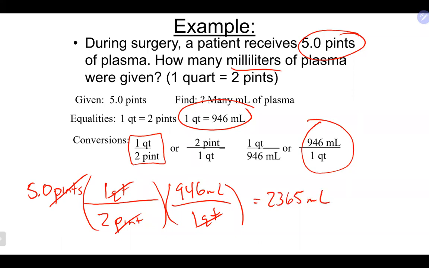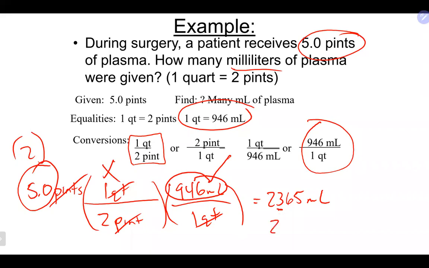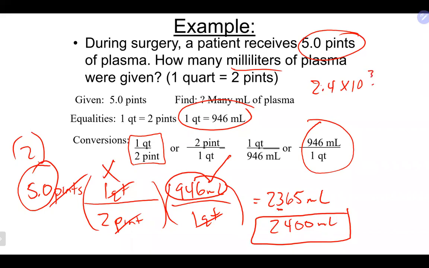Now, in terms of sig figs, we do want to look here as it's kind of a English to metric sort of conversion there. That's 3 sig figs. We don't have to worry about this guy. And this guy here has 2 sig figs, which means we should actually end up with 2 sig figs, which you could write as 2400 milliliters. Or if you want to do scientific notation, 2.4 times 10 to the 3 milliliters. So either one of those would work.